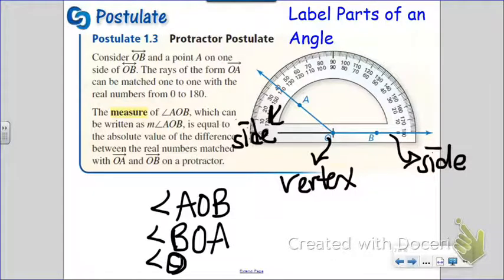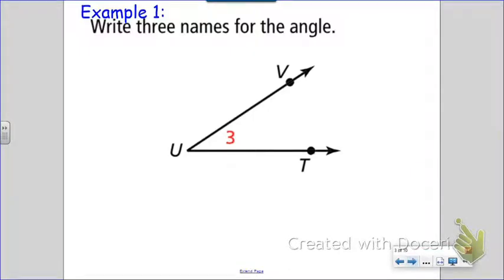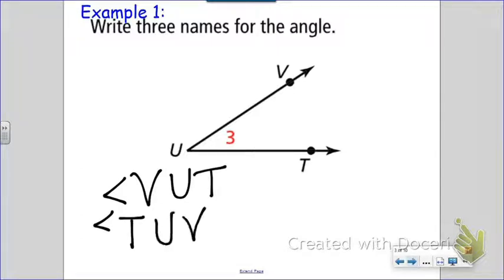You can only use one letter to name the angle if it's a single angle, not more than one angle from a vertex. Write three names for the angle. Angle VUT, angle TUV, angle U. We can also call this angle 3 since it has a number attached. So there's actually four ways that we could name this.